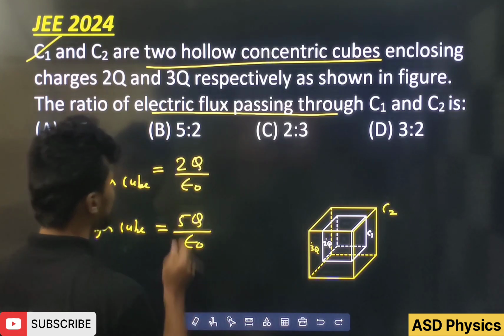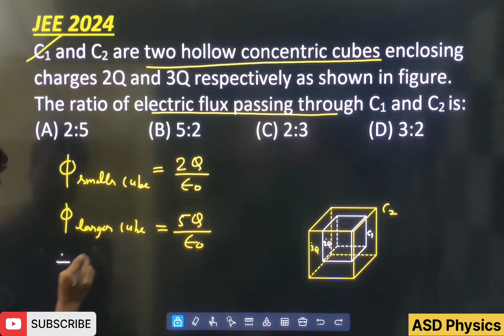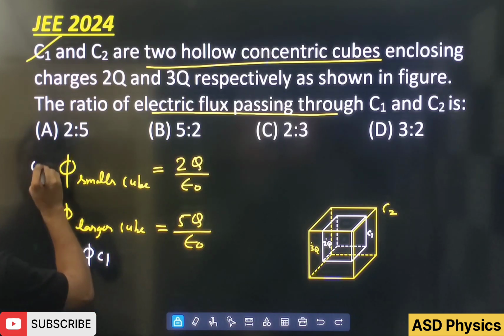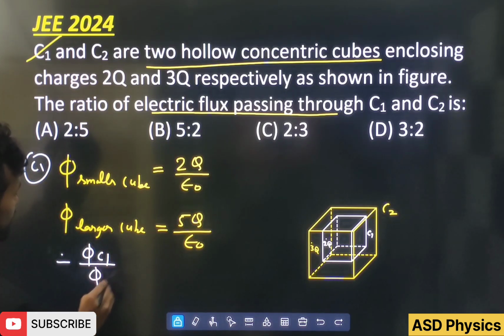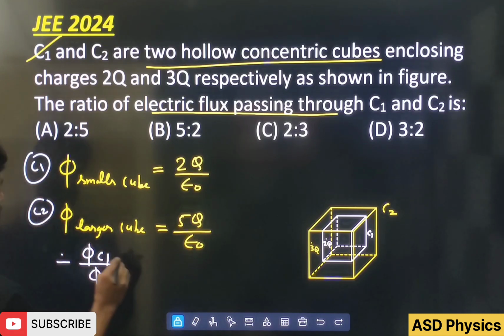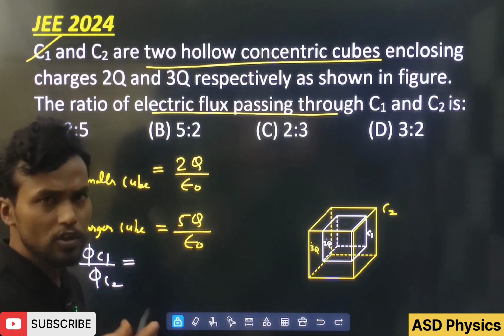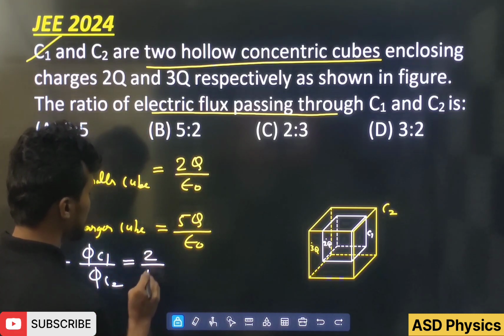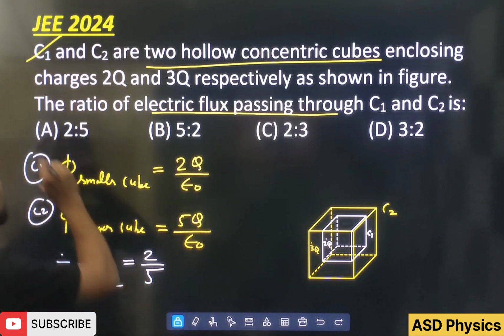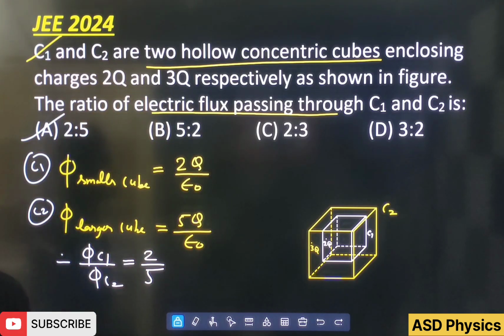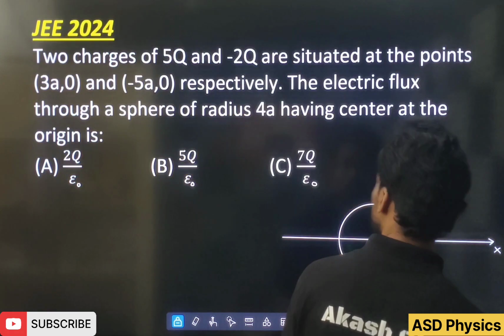After that, if I write here the ratio, they are asking the ratio here. So flux due to C1 by flux due to C2. So what will this become here? Q by epsilon naught will cancel out. So what will come here? 2 by 5. That means which option is correct? The correct answer is here. Option A is the answer. See how easy the question is if we know the basics.